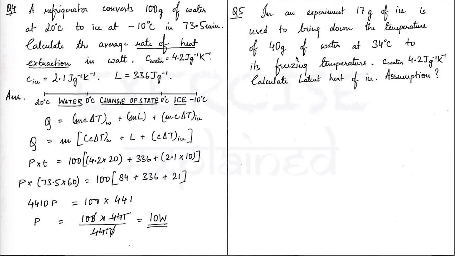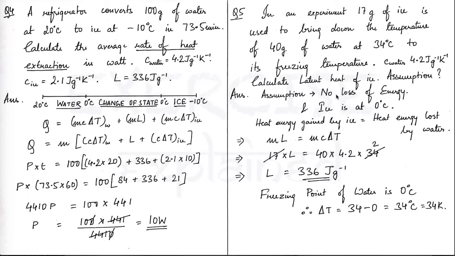And in order of doing that, the experiment we had to use 17 gram of ice. Specific heat capacity of water is given as 4.2 joule per gram per Kelvin. We need to find the latent heat of ice and we need to write down the assumptions involved.